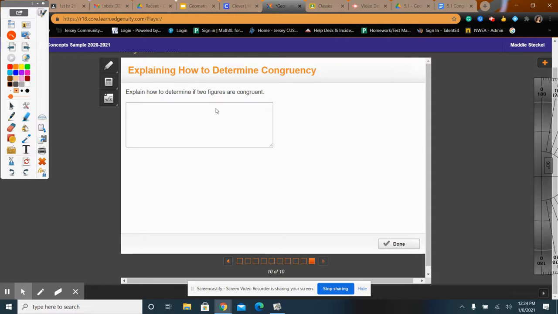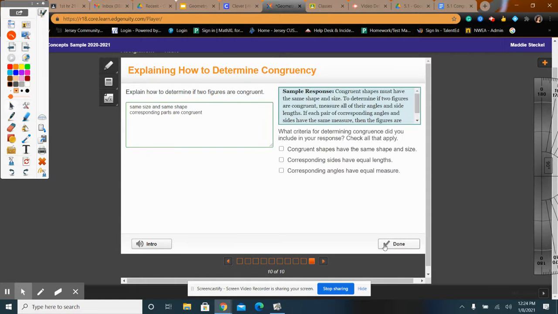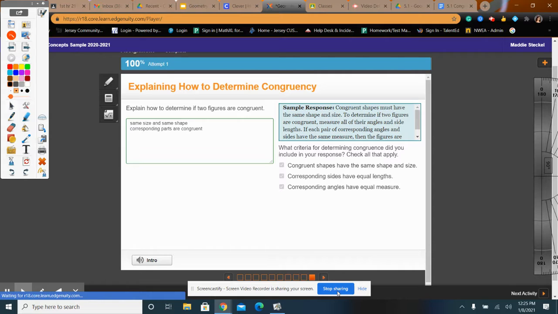Describe in your own words how to tell if two figures are congruent. What are the rules? It has to be the same size and same shape. Or you could say the corresponding parts are congruent. The matching sides have to be equal. Did we say that congruent shapes have the same size and shape? Yes. They said corresponding sides have to be equal and angles. We just put them together and we said parts. So good job. And that's your homework for congruence.